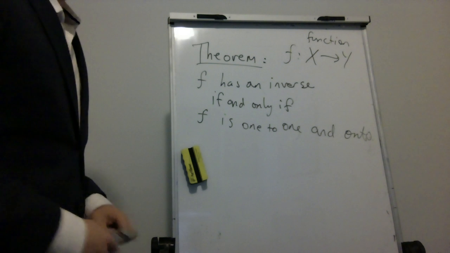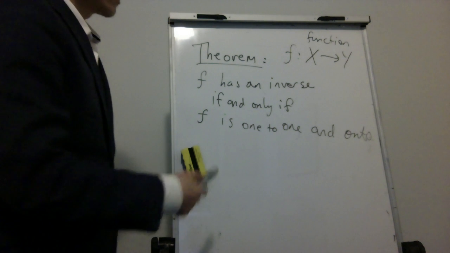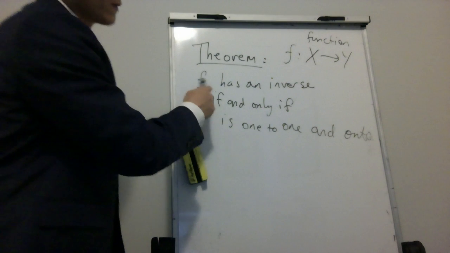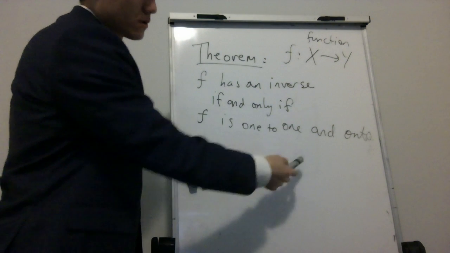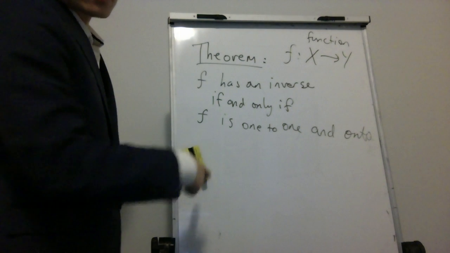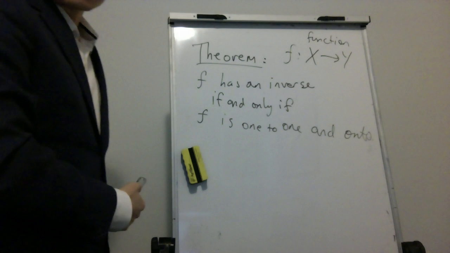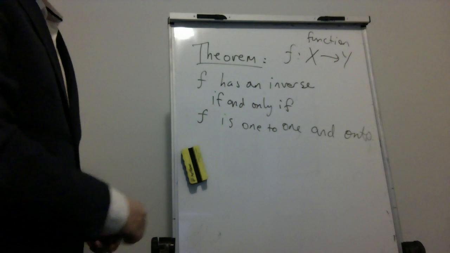I want to talk about the proof of this theorem, and it has two directions. It's if and only if. So I have to show that if f has an inverse, then it's one-to-one and onto. And then conversely, I also have to show that if f is one-to-one and onto, it has an inverse. Okay, so let me just show one of the directions first.